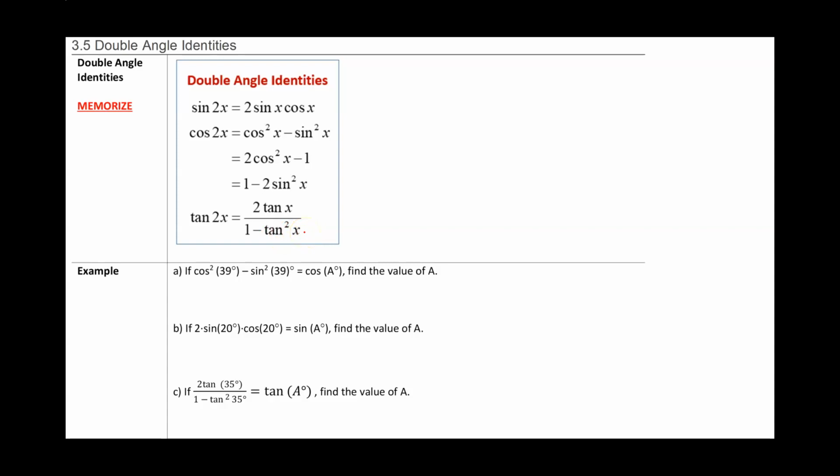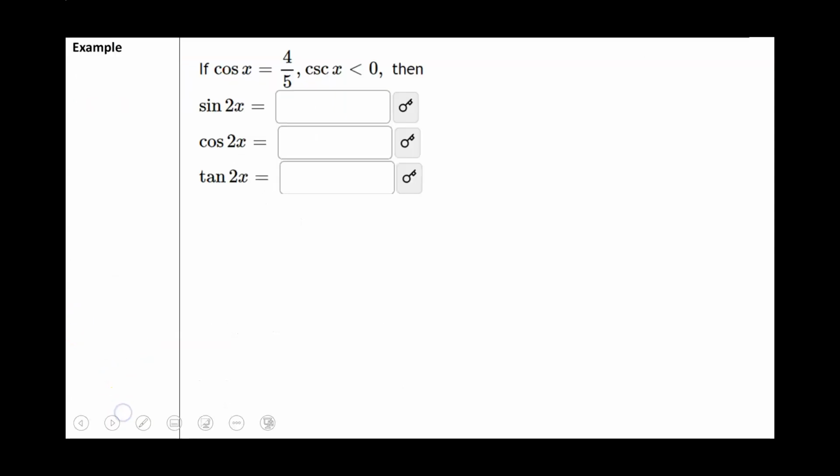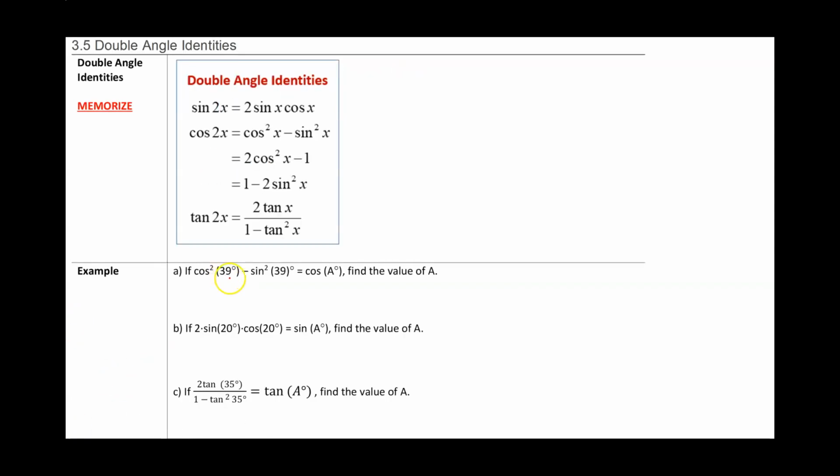So for example, if cos squared 39 minus sine squared 39 equals cosine of a, what is the value of a? Now the first question we're going to ask ourselves is, which pattern does this fit? So cos squared 39 minus sine squared 39 is going to fit this pattern: cos squared x minus sine squared x, and this equals cosine of 2x.